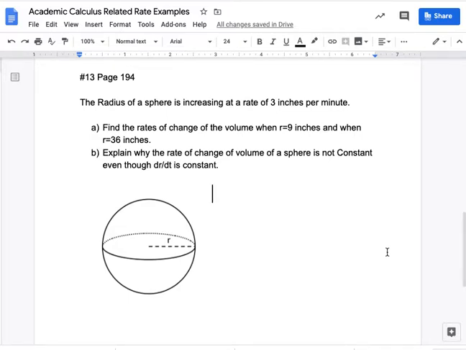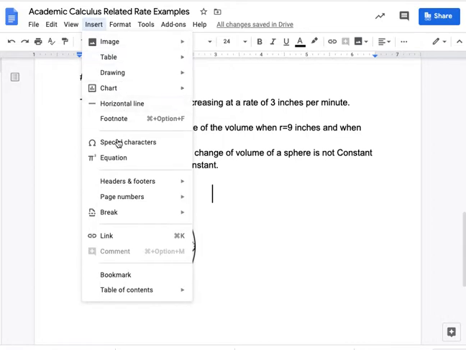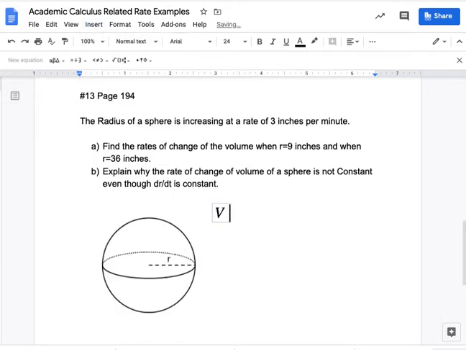So the first thing again that we want to note here is our volume equation. So let's go ahead and insert an equation. The volume of a sphere is equal to 4/3 pi times radius cubed. When you're dealing with a volume, you have to have a combined cubic dimension. In this case, our only dimension for a sphere is its radius, and so that radius has to be cubed in order to have a volume.